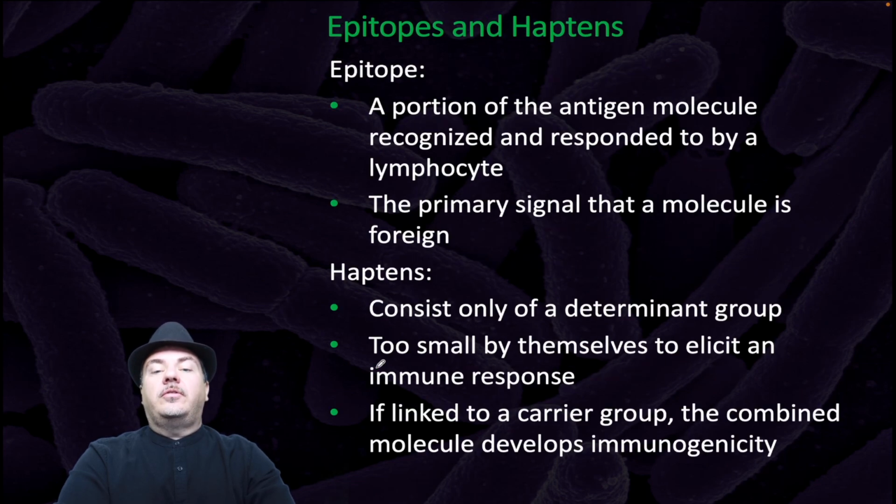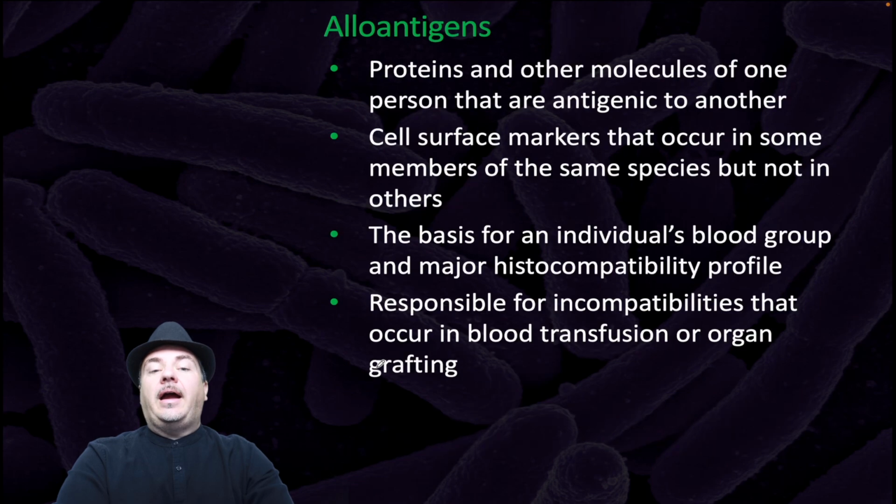An epitope is a portion of an antigen molecule recognized and responded to by our lymphocytes. It's the primary signal that a molecule is foreign. Haptens consist of only a determinant group. They're too small by themselves to elicit an immune response. If they're linked to a carrier group, the combined molecule develops immunogenicity.